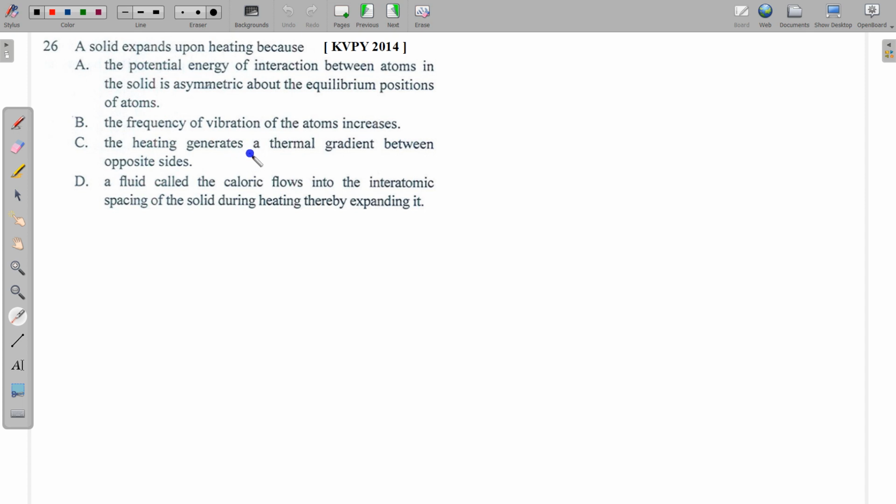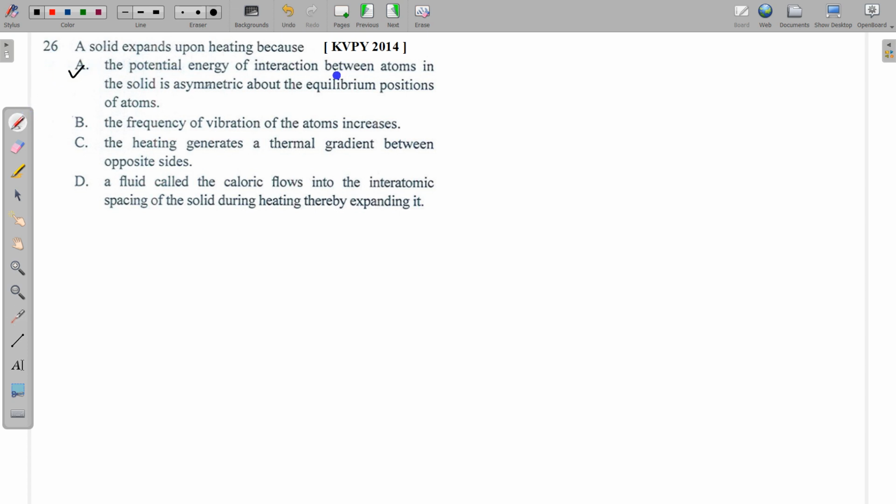The heating generates a thermal gradient between opposite sides. A fluid called the caloric flows into the interatomic spacing of the solids during heating, thereby expanding it. So this is a question from KVPY 2014, and the correct answer to this question is option E.